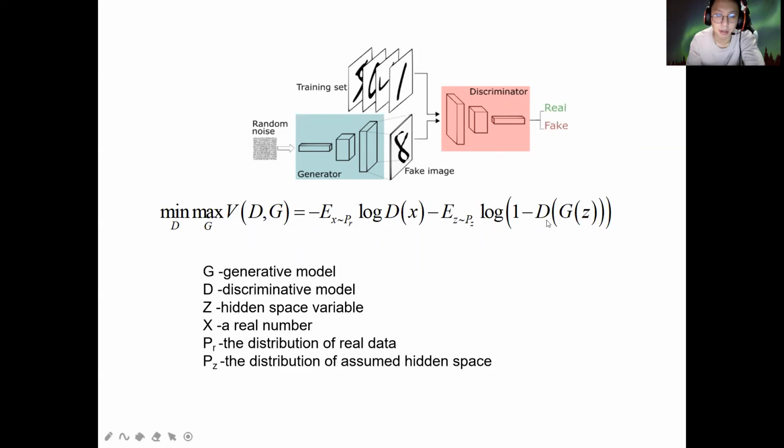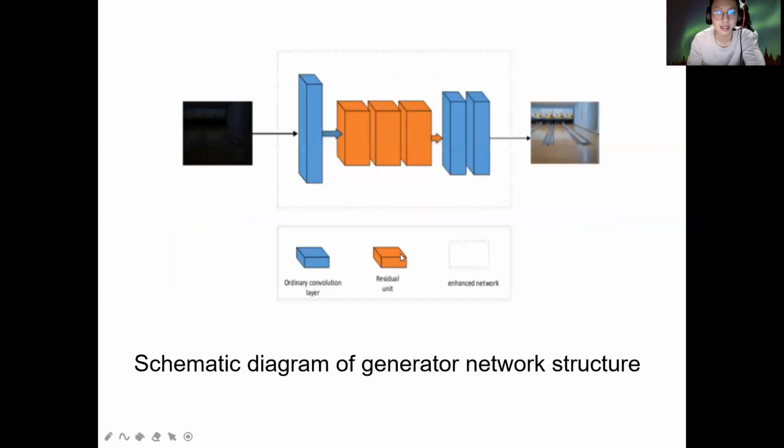Of course, there is also a mathematical meaning to the generative adversarial network. We can see the formula, and under the formula is the meaning of the parameters of this formula. Okay, move to the next part.